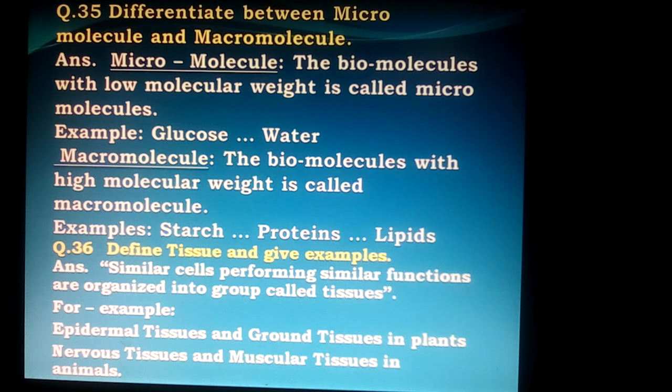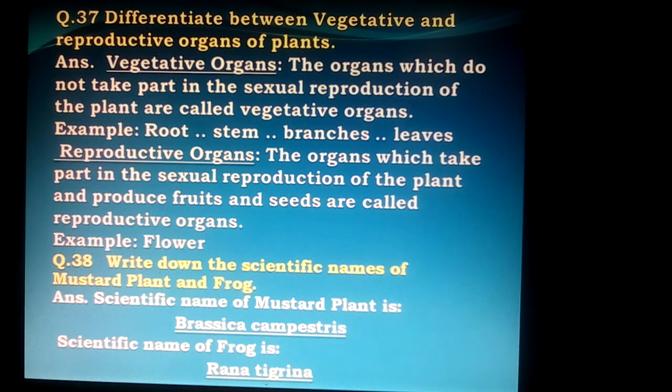Then question number 36 says, define tissue and give example. We know that when similar cells combine together, they form a tissue. Similar cells performing similar functions are organized into a group called tissue. For example, in plants there is epidermal tissue and ground tissue, and in animals there are nervous tissue and muscular tissue.